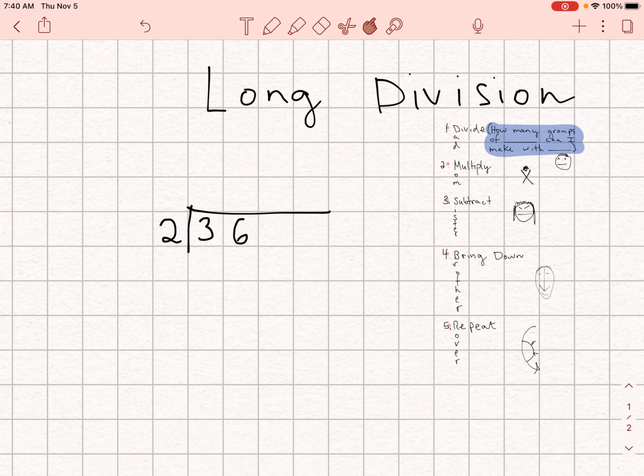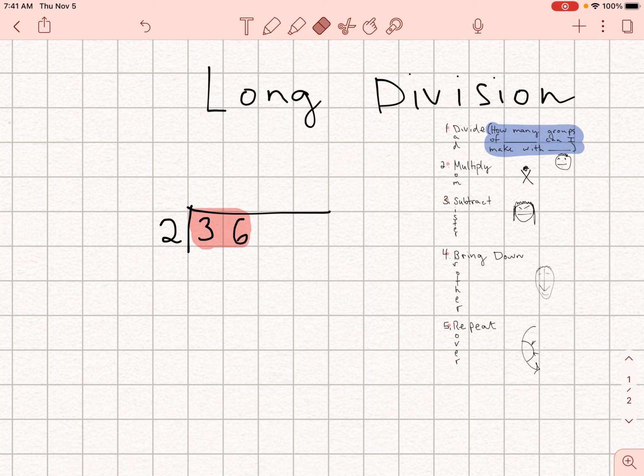All right. So step 1 is divide. How many groups of blank can I make with blank? When we ask this question, we always start with this part of the division problem. We call the part that we start with the dividend. If I had 36 pieces of candy and I was sharing them with friends, I would call that pile of candy the dividend. I'm only thinking about candy because it was just Halloween. That's the dividend. It's the pile in the middle. The divisor here, that's how many people we're sharing with, or how many groups we're making.